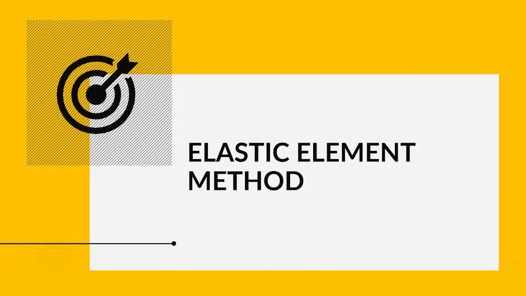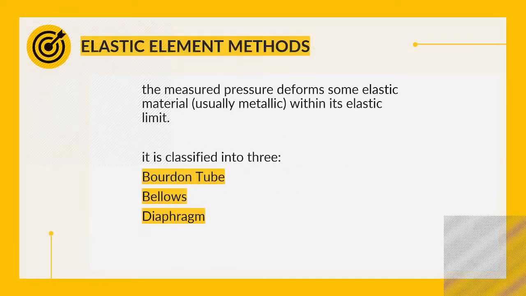For the second method, we have the elastic element method. Under this method, we have three classified groups, which are the Bourdon tube, bellows, and diaphragm. In this method, the measured pressure deforms some elastic material, usually metallic, within its elastic limit, the magnitude of the deformation being approximately proportional to the applied pressure.